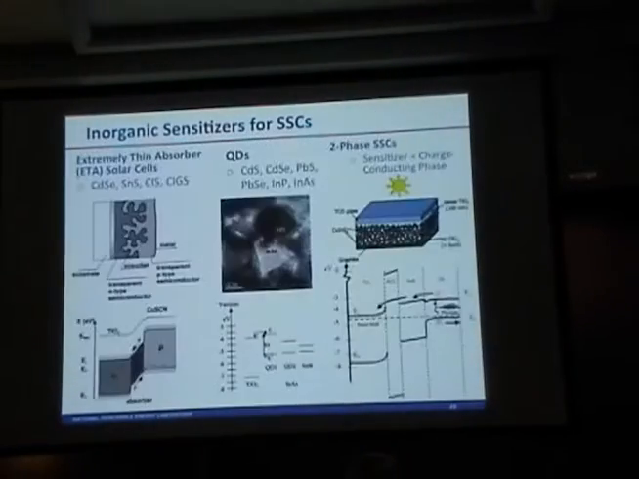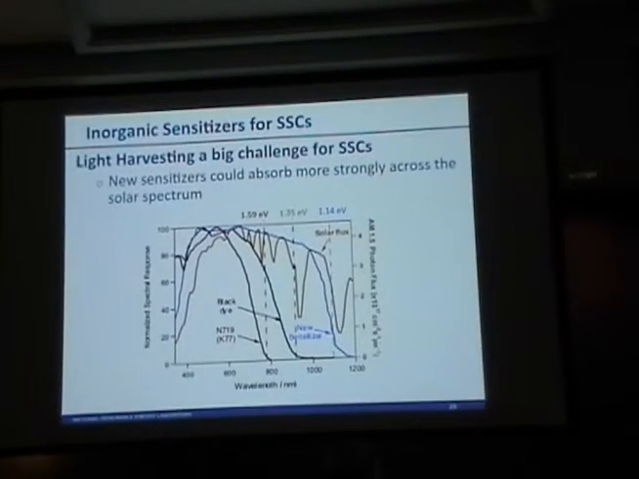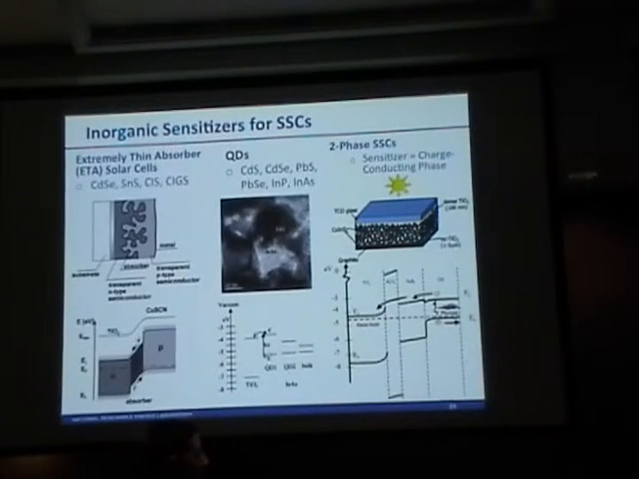I'll try and fly through this. So basically there's lots of different ways you can think about to make dye cells better, and one of them is to create new sensitizers that absorb more of the solar spectrum. And there's a lot of different ways one can do that. There's these ETA, or extremely thin absorber cells, there's quantum dot sensitized solar cells, and there's also these relatively new two-phased sensitized solar cells where the sensitizer is also the charge conducting phase.